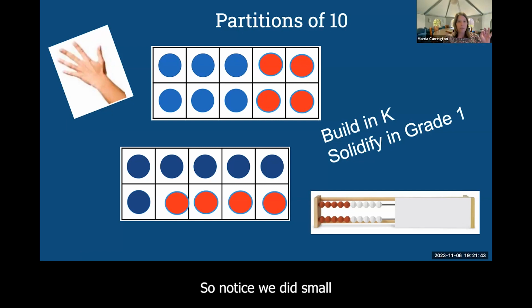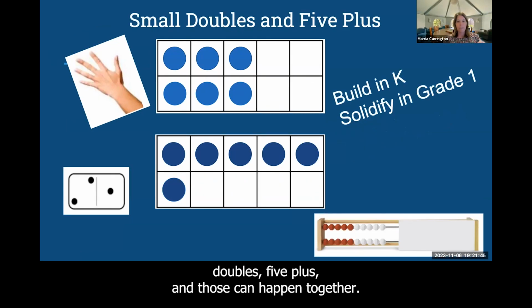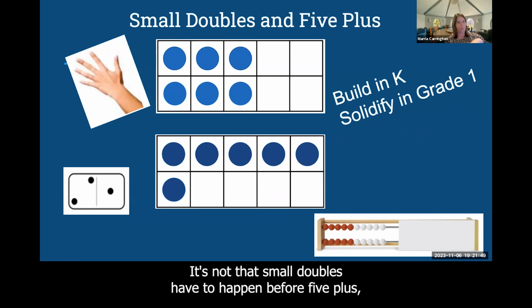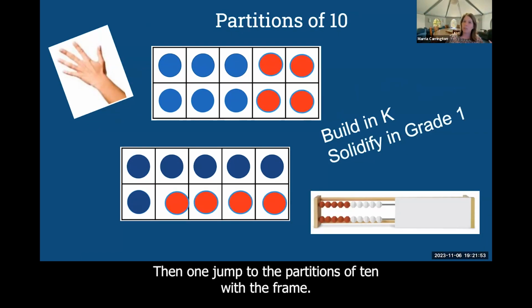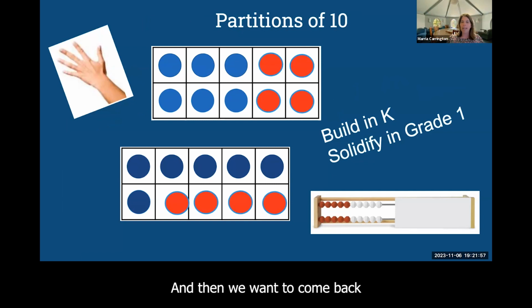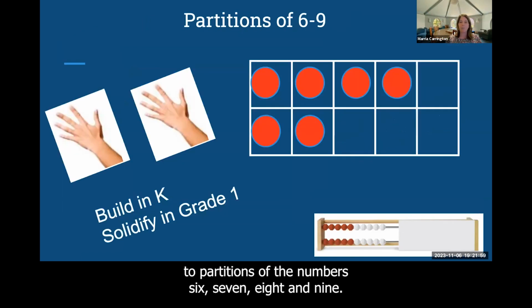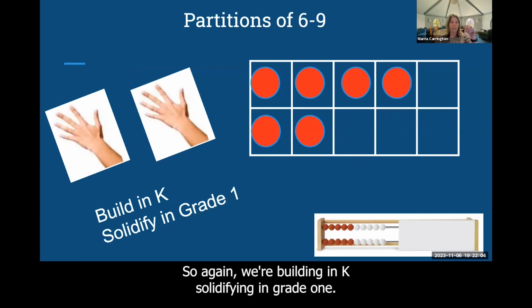So notice we did small doubles, 5+, and those can happen together. It's not that small doubles has to happen before 5+, but you just want to make sure you're really solidifying those. Then we jump to the partitions of 10 with the frame. And then we want to come back to partitions of the numbers 6, 7, 8, and 9. So again, we're building in K, solidifying in grade 1.